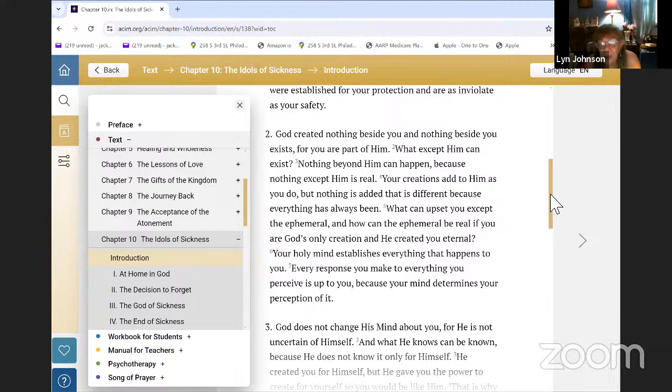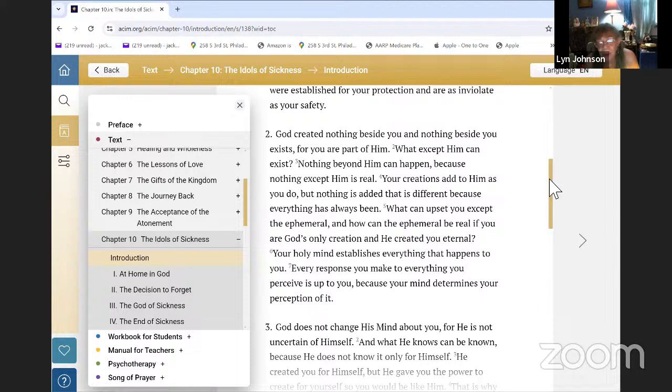God created nothing beside you, and nothing beside you exists, for you are part of him. What except him can exist? Nothing beyond him can happen, because nothing except him is real. Your creations add to him as you do, but nothing is added that is different, because everything has always been. What can upset you except the ephemeral? And how can the ephemeral be real if you are God's only creation and he created you eternal? Your holy mind establishes everything that happens to you. Every response you make to everything you perceive is up to you because your mind determines your perception of it.